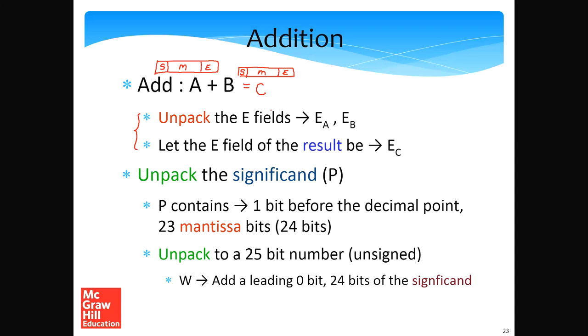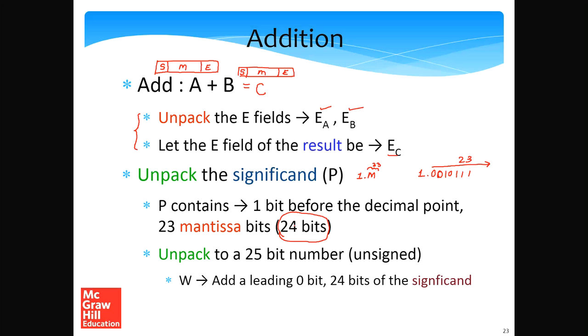So let's do one thing. Let's unpack the E fields. And unpack meaning let's extract them. So let's call the E field of A as EA and the E field of B as EB. And let the E field of the result be EC. Similarly, let's unpack the significand. Recall that for normal floating point numbers it's a number of the form 1.m, where m is the mantissa, and the mantissa itself contains 23 bits. So it's a number of the form 1 point 0, 0, 1, 0, 1, 1, and so on, 23 bits. So the 1 bit before the decimal point and the 23-bit mantissa make it 24 bits.